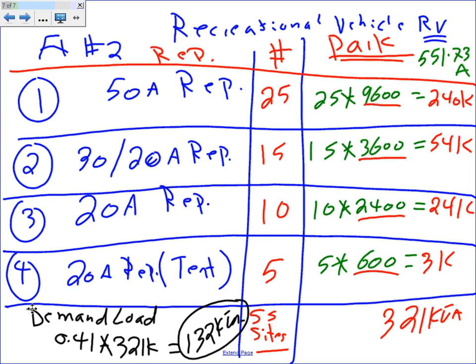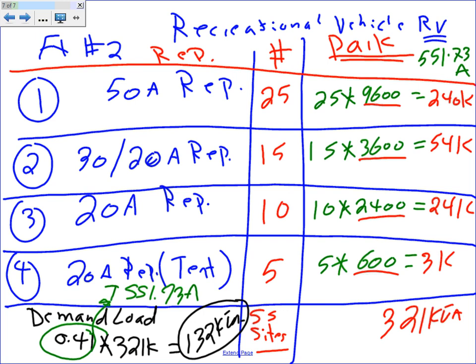Okay, so I want to remind you, quick reminder of the table that we brought. This number here, okay, this number here is coming from table 551.73A. Okay, just if anybody's wondering. Table 551.73A, the derating factor. That's it. Up to this point, really, this is the new knowledge.